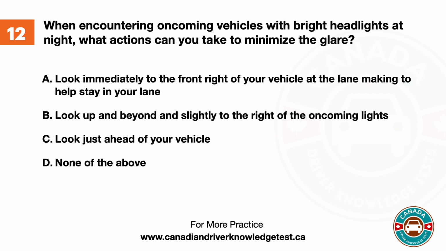Question 12. When encountering oncoming vehicles with bright headlights at night, what actions can you take to minimize the glare? A. Look immediately to the front right of your vehicle at the lane marking to help stay in your lane. B. Look up and beyond and slightly to the right of the oncoming lights. C. Look just ahead of your vehicle. D. None of the above. The answer is B. Look up and beyond and slightly to the right of the oncoming lights.